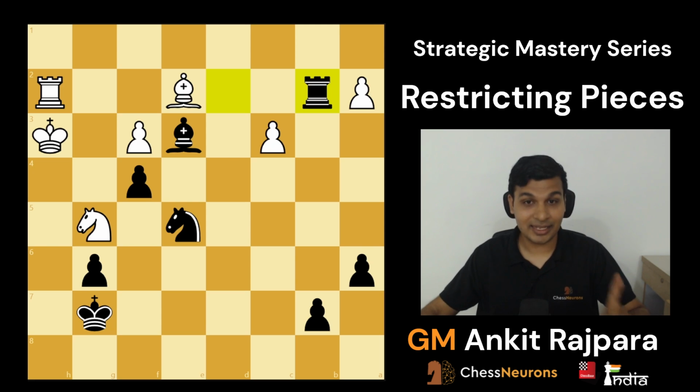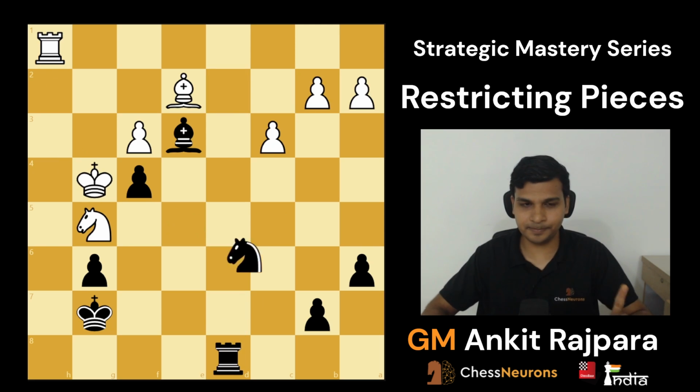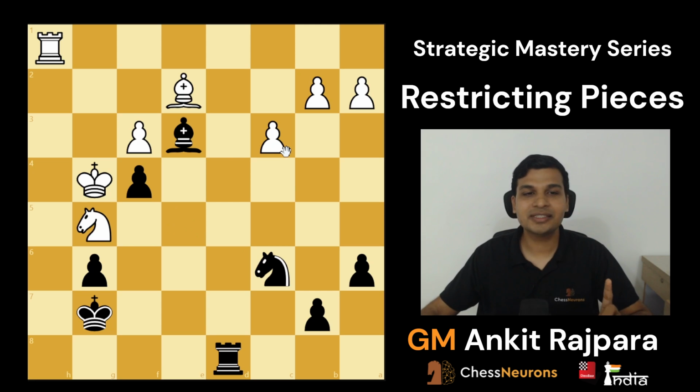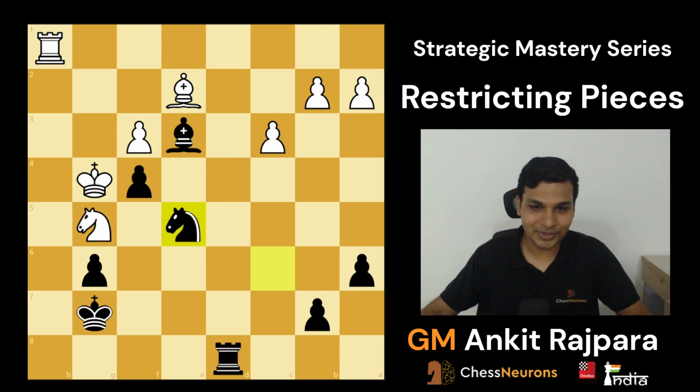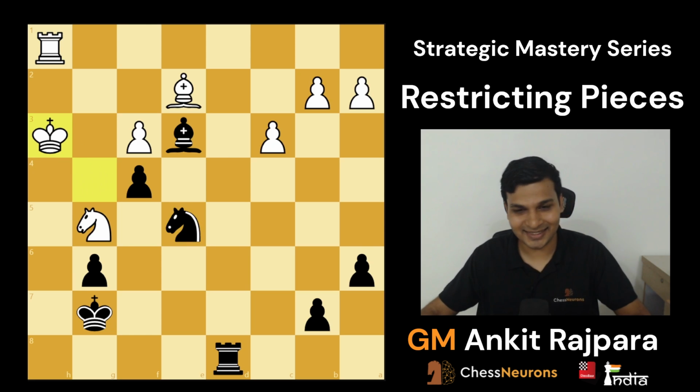So, as much as you're trying to activate your own pieces, please don't ignore the activity of your opponent's pieces, and sometimes you can make use of their pieces, force them to block their active pieces with their own pieces, like the king was blocking the rook after knight e5, king h3.